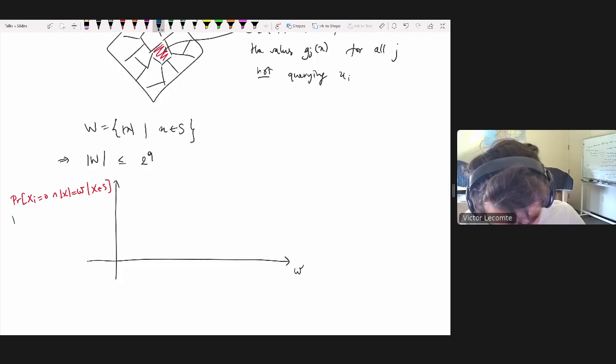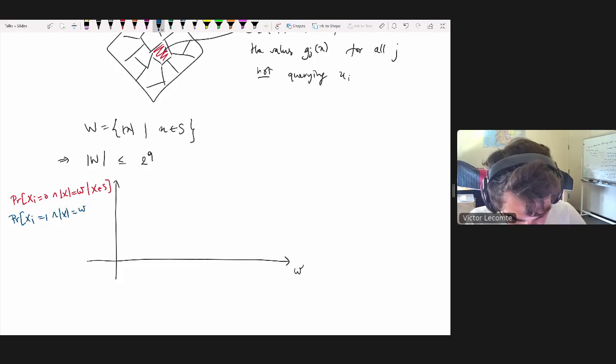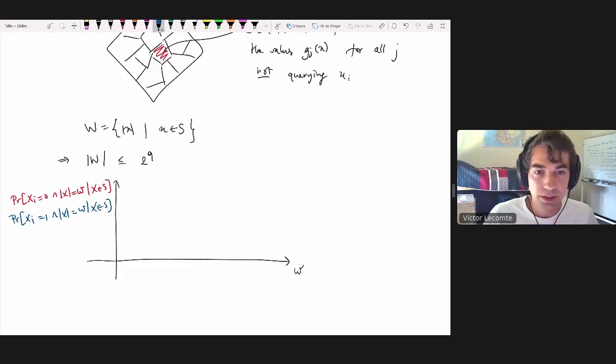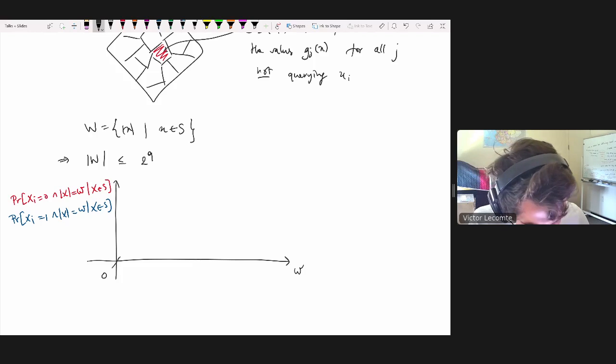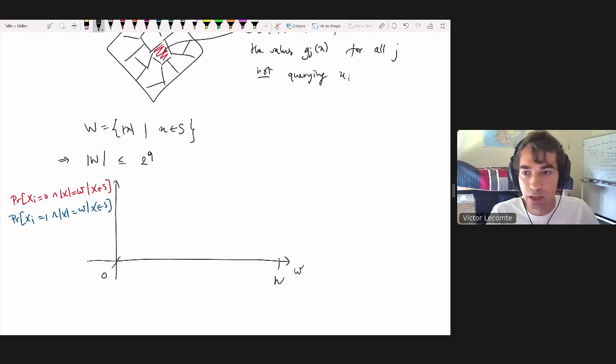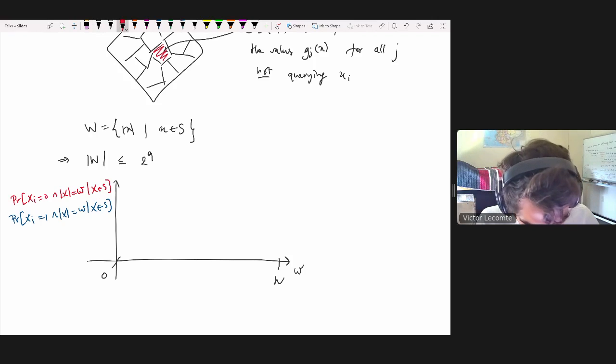And I'm going to graph a second probability, the same thing but with xi equals 1. This is going to be a graph between 0 and n, and we're going to get a bunch of blue and red points. I'm going to now argue about roughly how this graph should look. Maybe I just draw a bunch of points and then explain what I'm doing here.